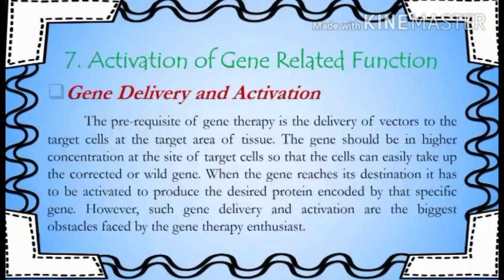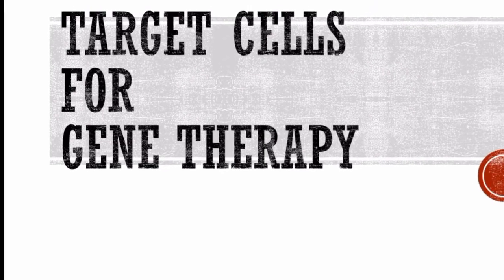And the last method of gene therapy is the activation of gene-related function. Gene delivery and activation: the prerequisite of gene therapy is the delivery of vectors to the target cells at the target area of tissue. The gene should be in higher concentration at the site of target cells so that the cells can easily take up the corrected or wild-type gene. When the gene reaches its destination, it has to be activated to produce the desired protein encoded by that specific gene. However, such gene delivery and activation are the biggest obstacles faced by gene therapy. Target cells for gene therapy.